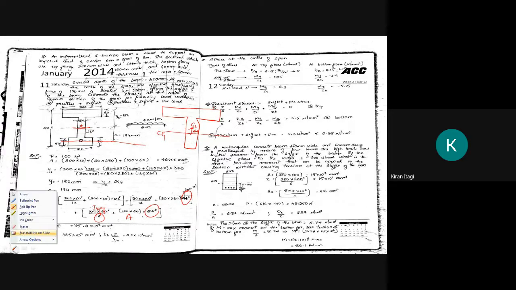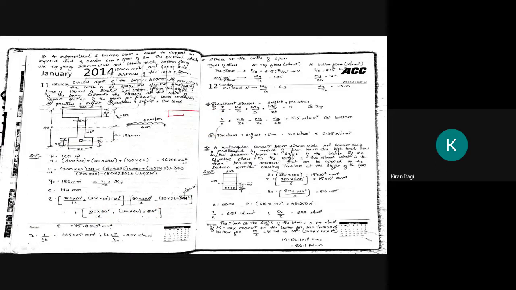If I draw the diagram, okay, this is my main CG. From here to here, how much we have got? That is 244, correct? But I need from here to here. Okay, this distance is 60 means this will be 30 because the bottom flange thickness is also 60.